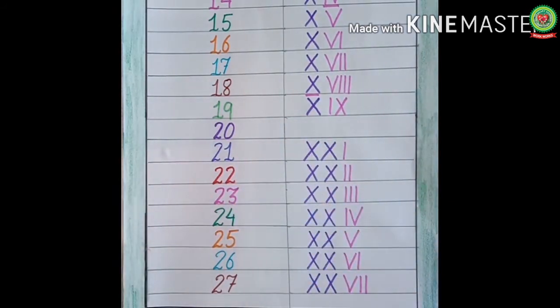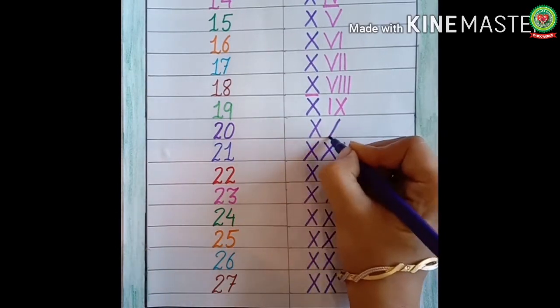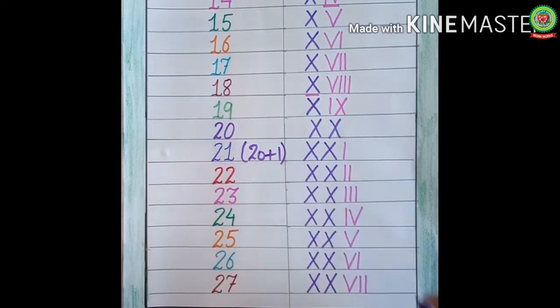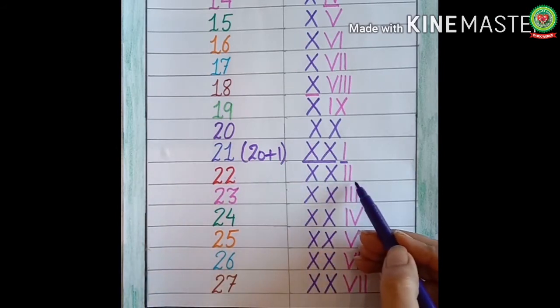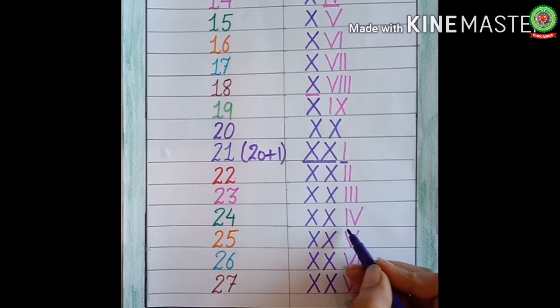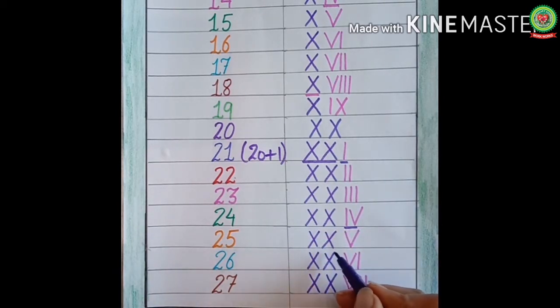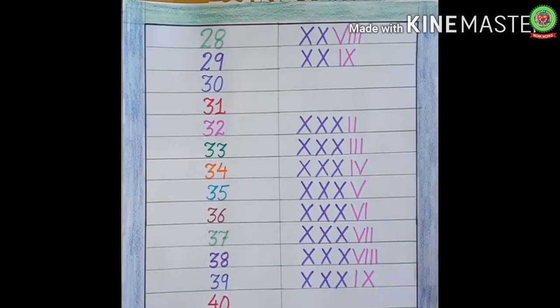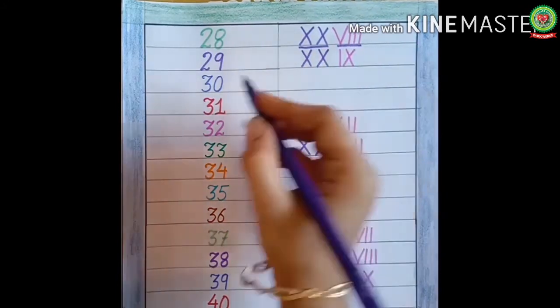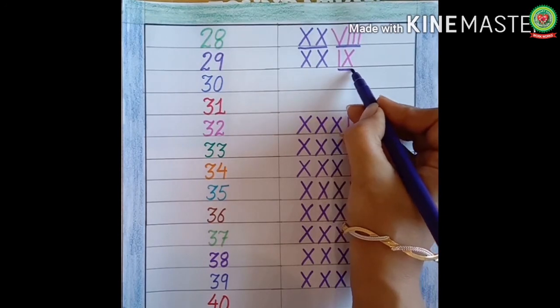20 XX. So 21 will become 20 plus 1, XXI. 22 XXII. 23 XXIII. 24 XXIV. 25 XXV. 26 XXVI. 27 XXVII. Next number is 28, XXVIII. 29 XXIX.